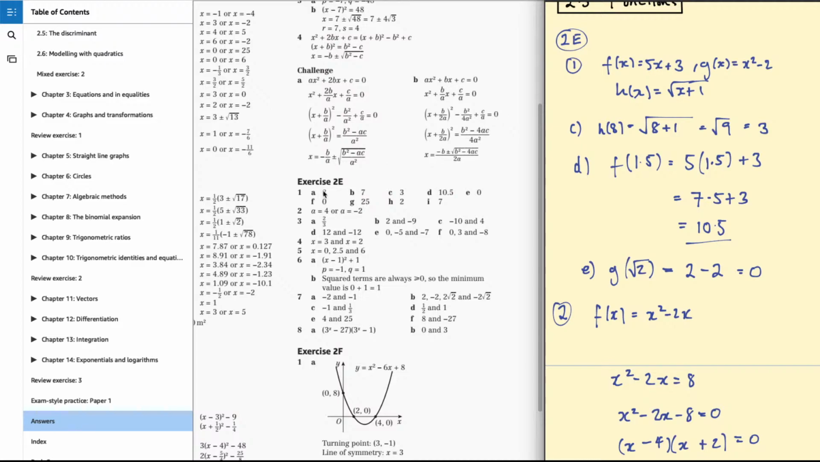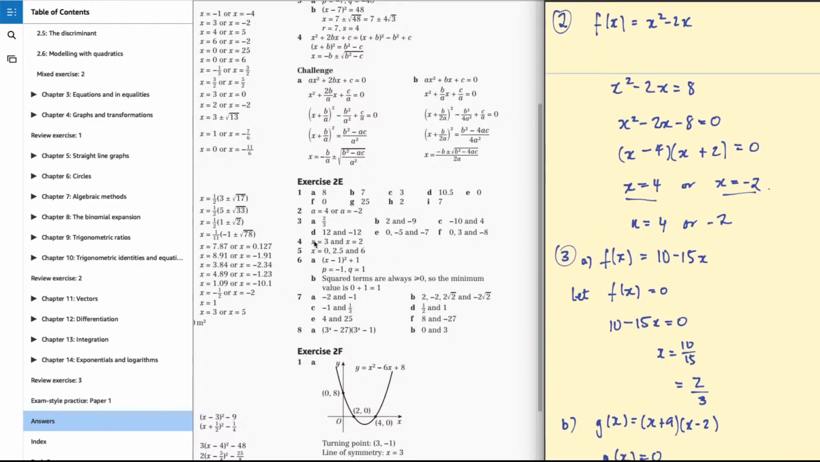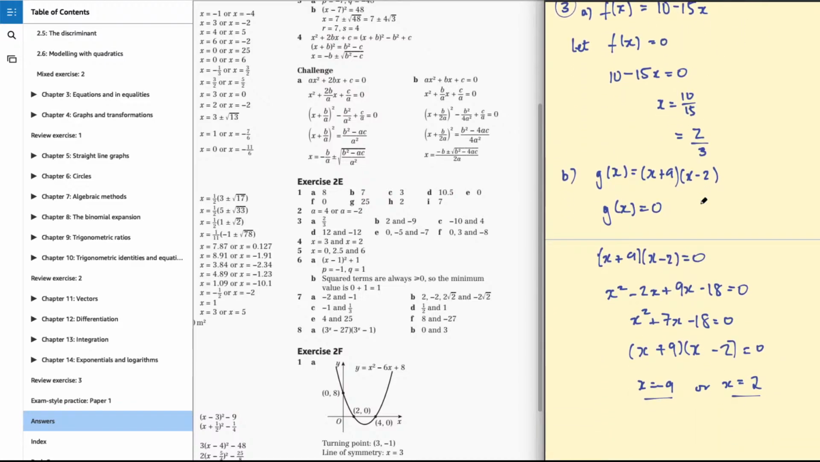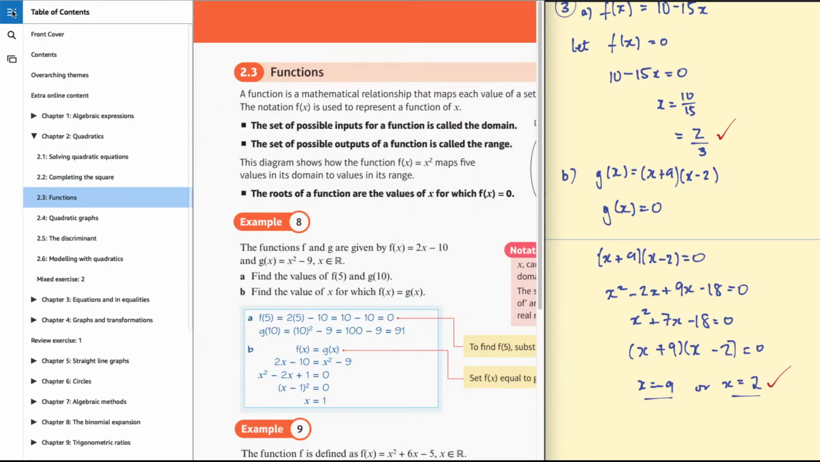Okay, so 2e, c was 3, 2d 10.5, and e was 0. 2 was 4 and negative 2. 3 was 2/3, and 2 and negative 9. Okay, so back to where we're at.